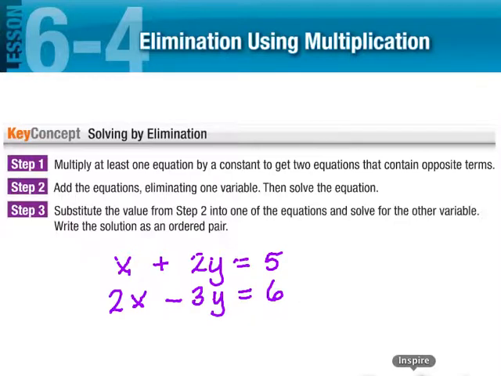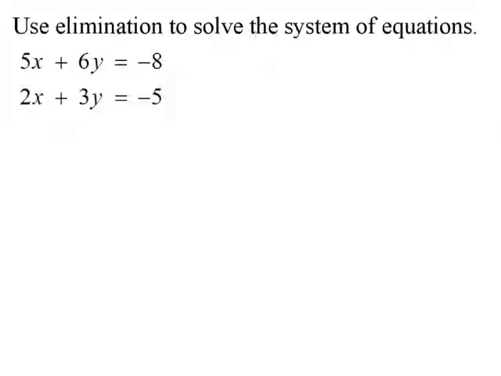First of all, there are 3 steps in order to do this. The first is to multiply at least one equation by a constant to get 2 equations that contain opposite terms. We're going to then add the equations, eliminating one variable, and then solve the equation. Once you solve that equation, you'll substitute the value from step 2 into one of the equations and solve for the other variable. Then you'll write it as an ordered pair. So basically, it's the same stuff you've been doing, except we've got one little step at the start that we need to do. Okay? The best way to look at this is to jump right in with an example.